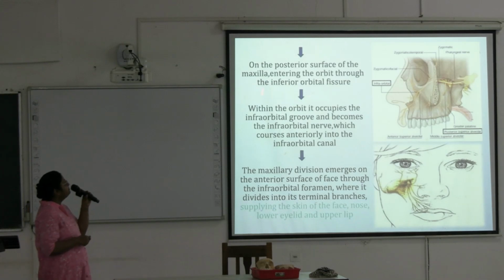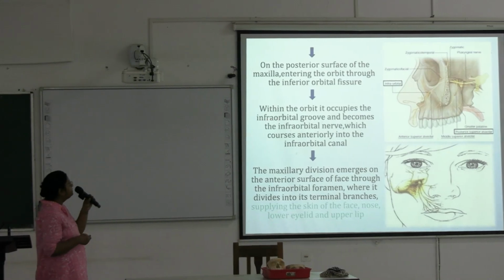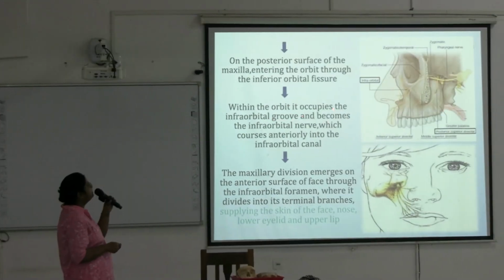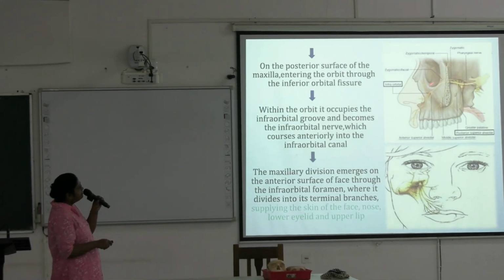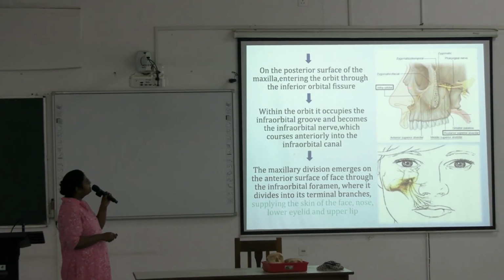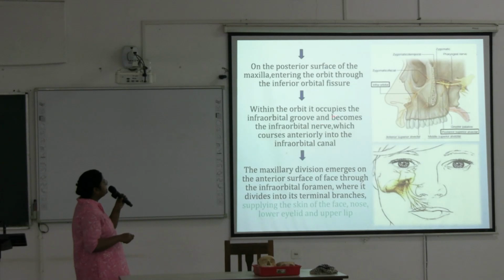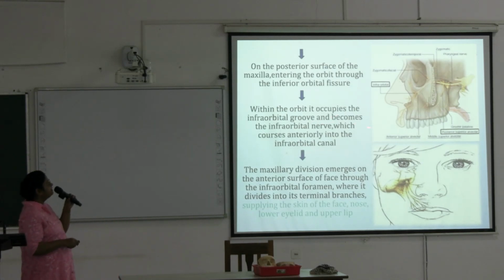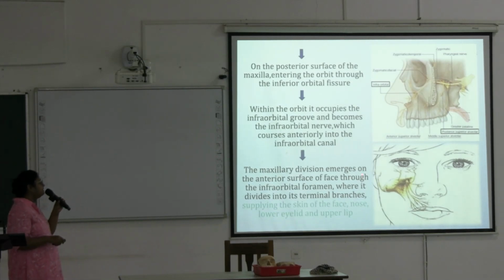Next, on the posterior surface of the maxilla, entering the orbit through the inferior orbital fissure. You have seen in the orbit inferior orbital fissure, and within the orbit it occupies the infraorbital groove and becomes, see here, this is infraorbital nerve lying in the infraorbital groove, in the floor of the orbit. Okay, and then it is coming out through the infraorbital foramen below the orbit and supplying some areas of the face. So within the orbit it occupies the infraorbital groove, becomes the infraorbital nerve which courses anteriorly into the infraorbital canal, and the maxillary division emerges on the anterior surface of face through the infraorbital foramen.